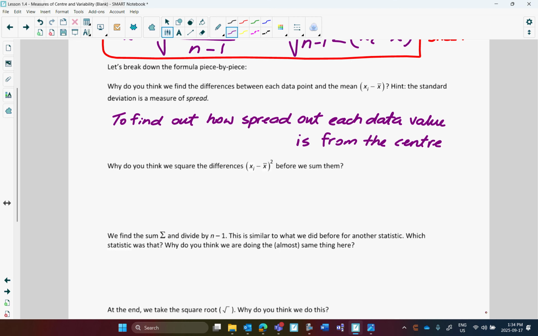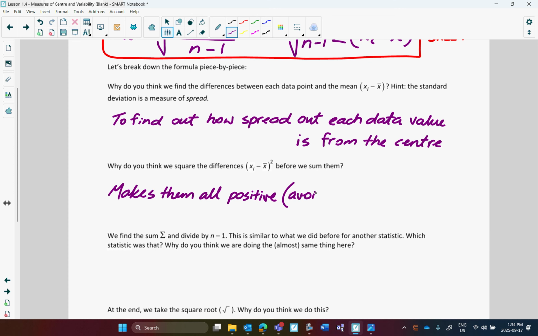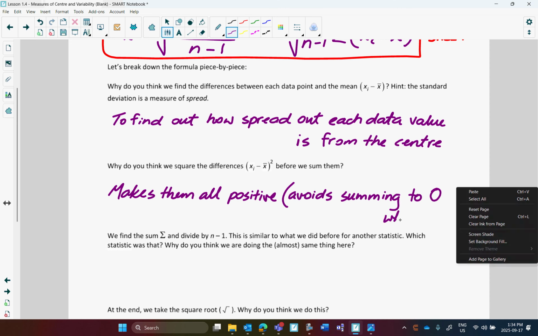Why do we square them? Because if we don't square them and add them all together, they'll always equal 0. You're going to have a certain number above and a certain number below the mean, so when you add them all together, they cancel out. Squaring them makes them all positive, and it also avoids summing to 0 when adding.